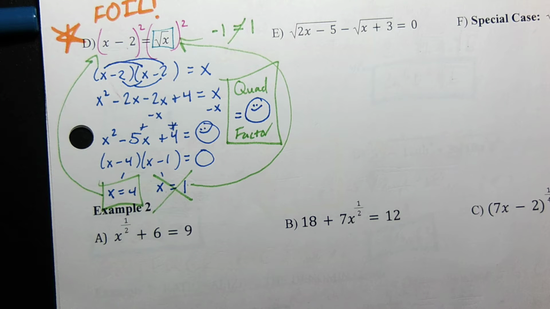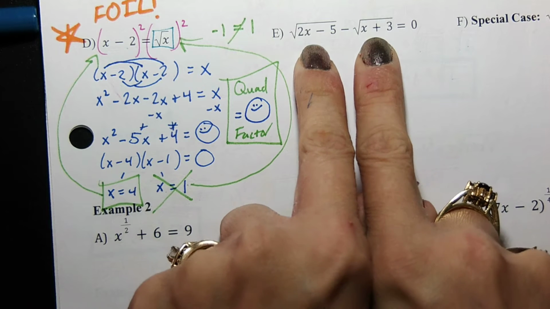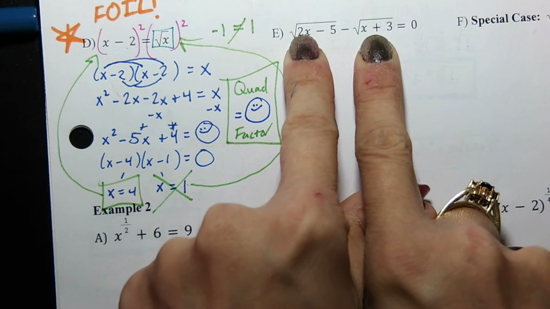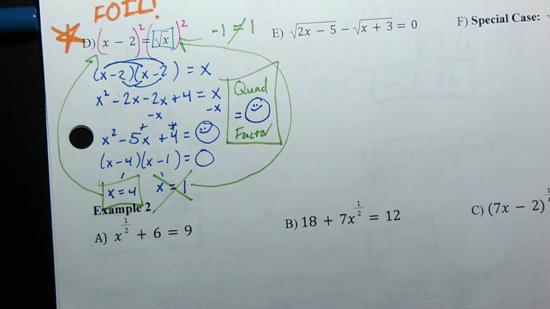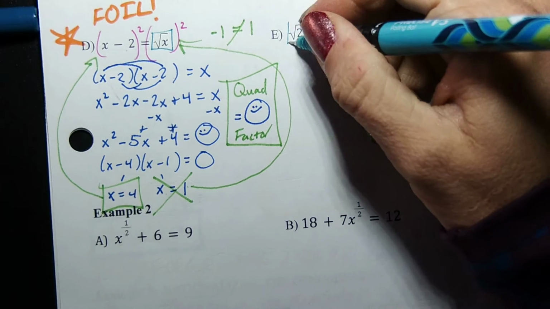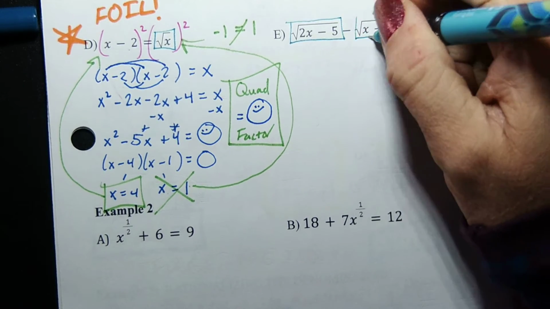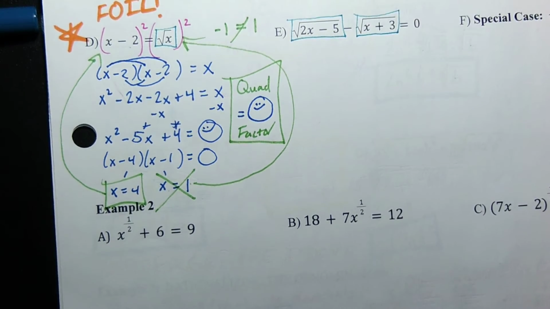On this next one, any ideas? Can I just square this whole side and have it get rid of both square roots? Well, technically, I have 2 chunks here. So if I were to square that left side, I would have to FOIL. Do I want to FOIL square roots? No, we do not want to do that.